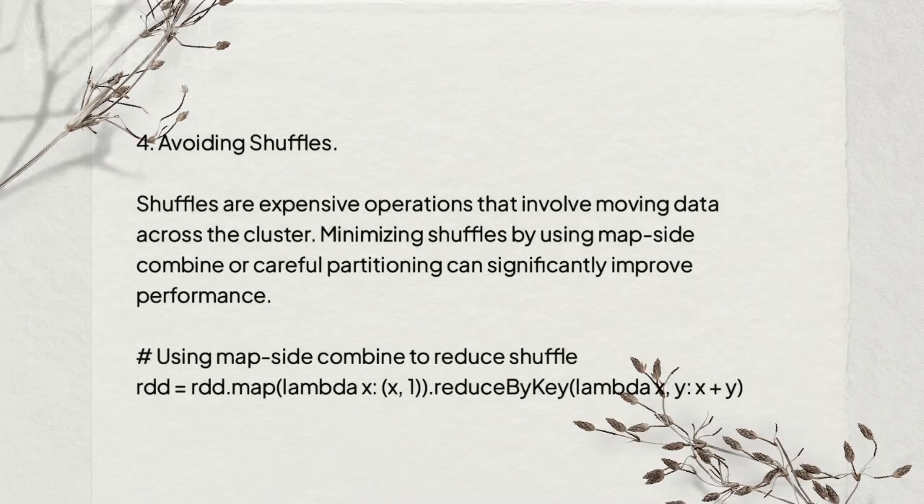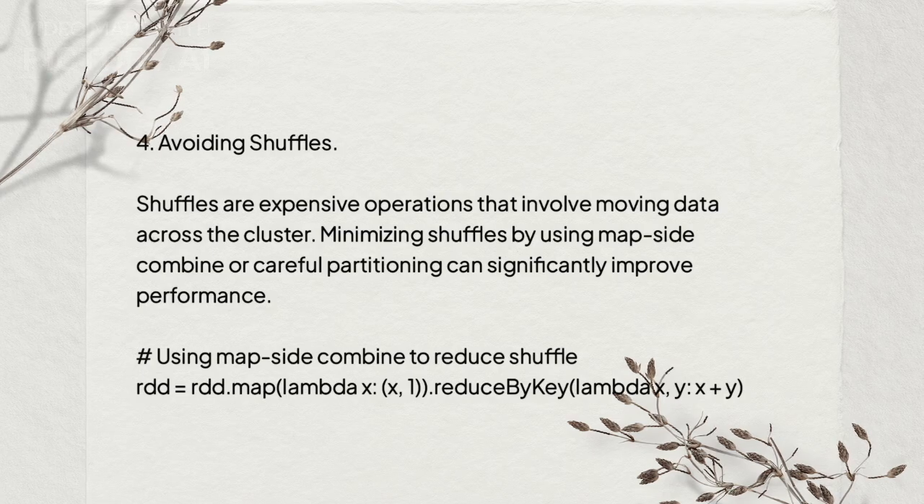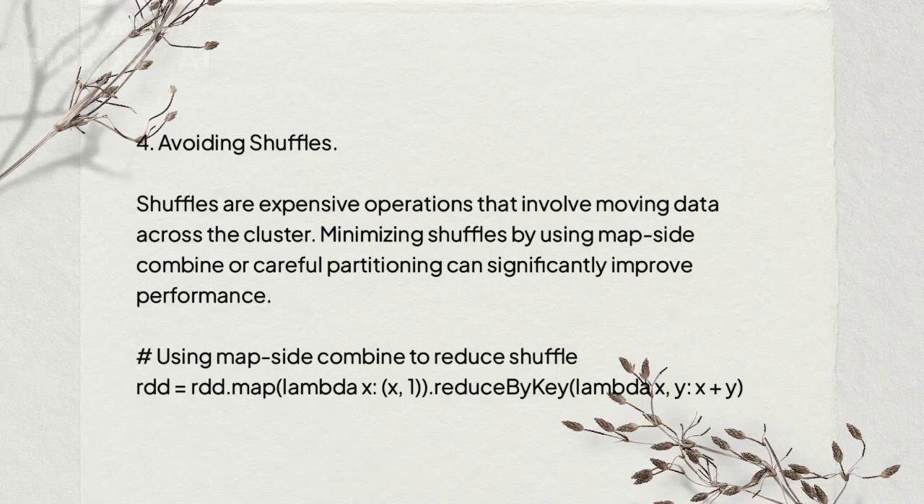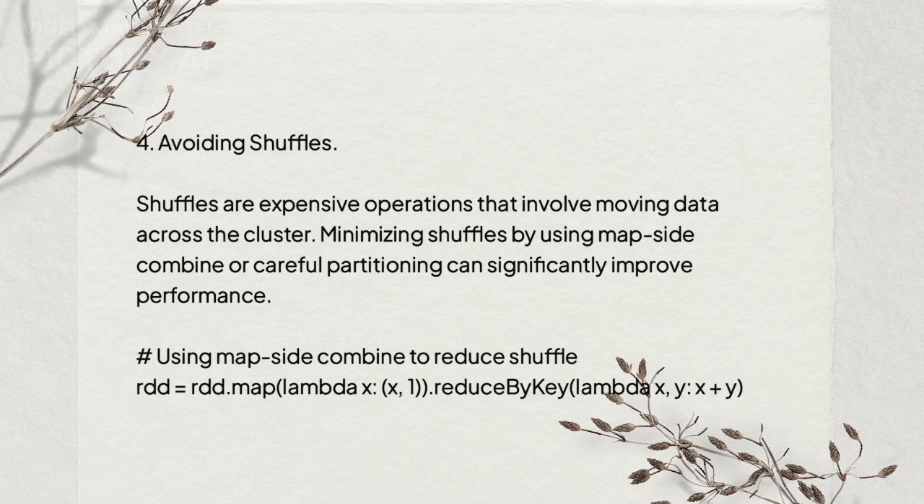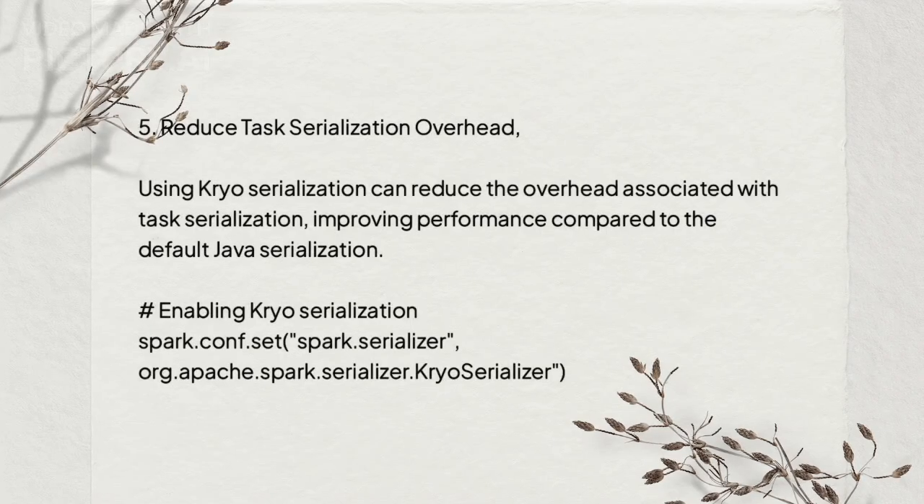4. Avoiding shuffles. Shuffles are expensive operations that involve moving data across the cluster. Minimizing shuffles by using map-side combine or careful partitioning can significantly improve performance. Using map-side combine to reduce shuffle: add = rdd.map(lambda x: (x, 1)).reduceByKey(lambda x, y: x + y).